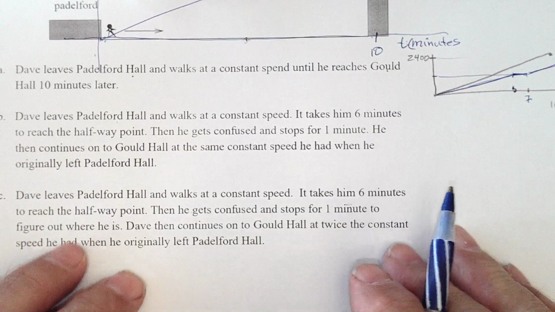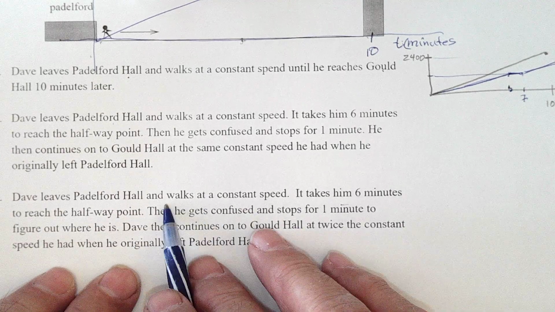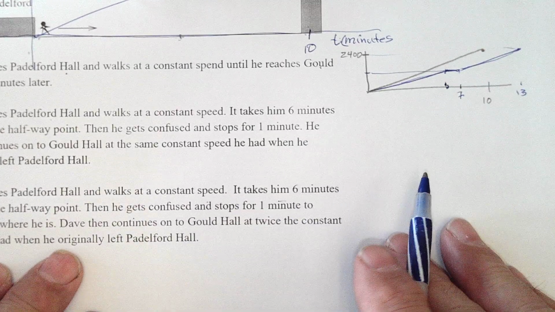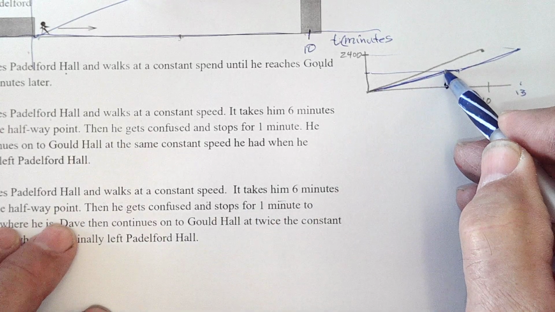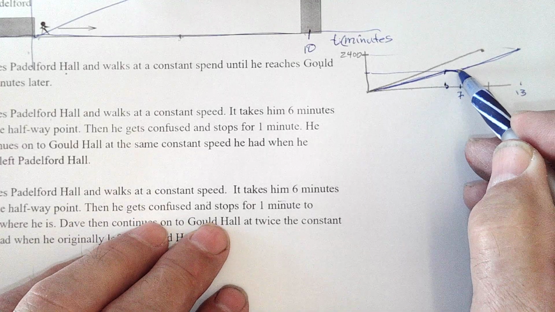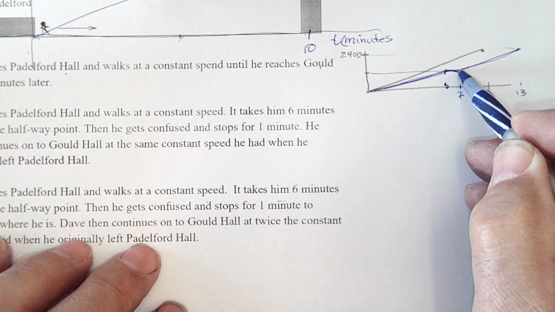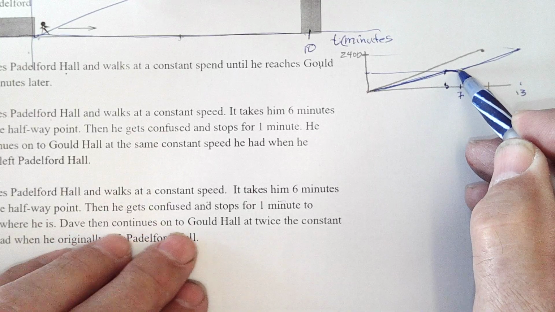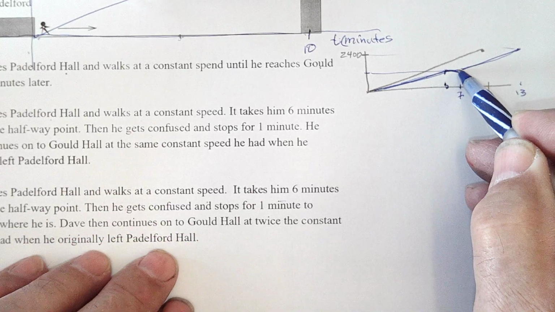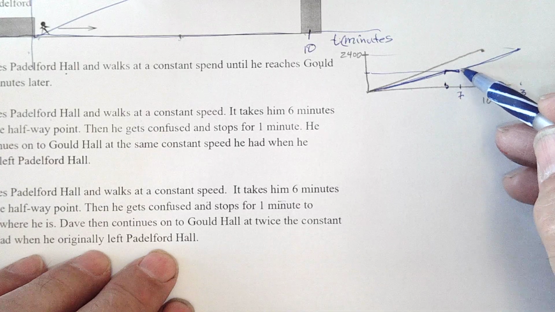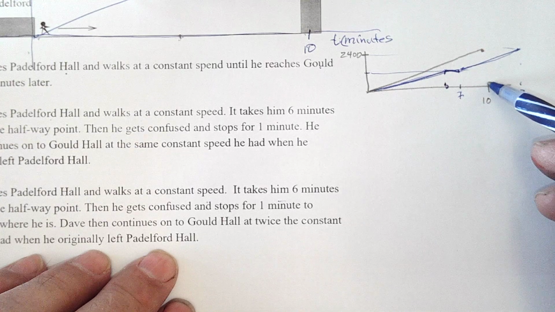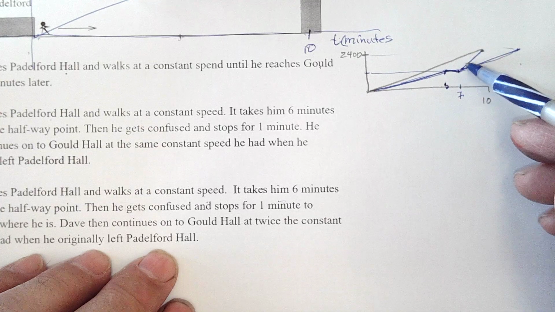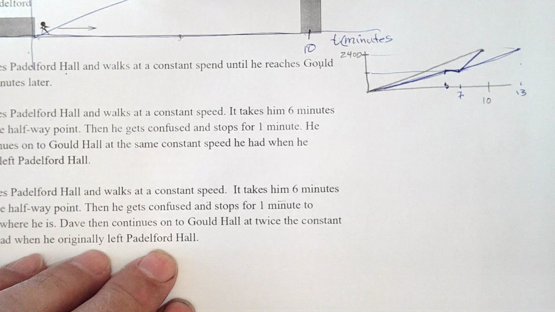The next one, he leaves Padelford Hall and walks at a constant speed. It takes him 6 minutes to reach the halfway point. Gets confused, stops for a minute, and then he continues at twice the constant speed that he originally had. So it's going to normally take 6 minutes to finish it at the speed he had, but he's going twice as fast, so it's only going to take him 3 minutes, so he'll reach there in 10 minutes.